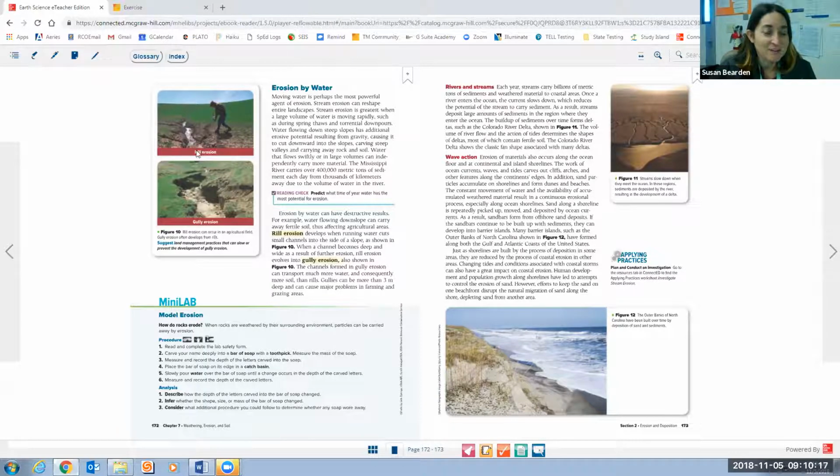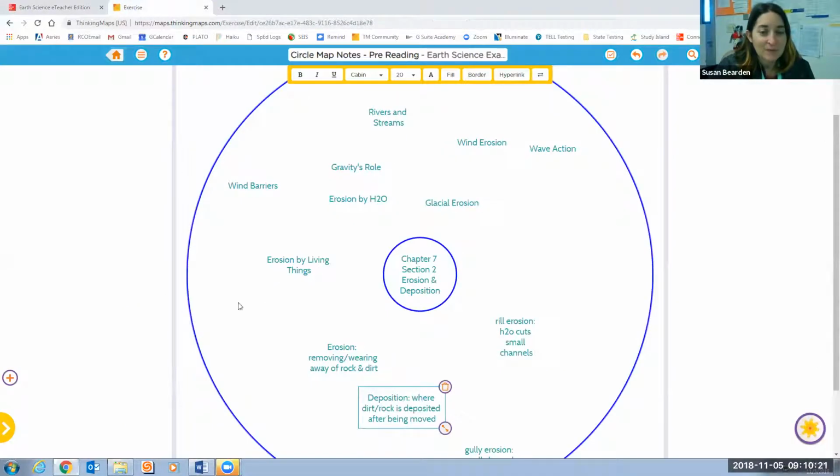Oh, I see in this picture where it says rill erosion. So I put it on my map. I put rill erosion: water cuts small channels. Straight, simple, right? That's all I need.